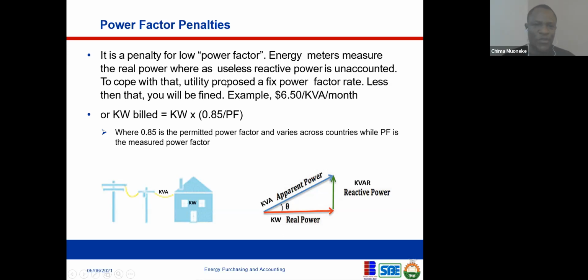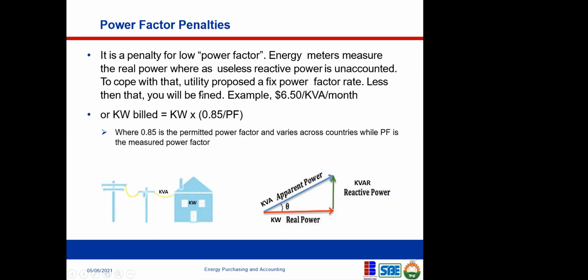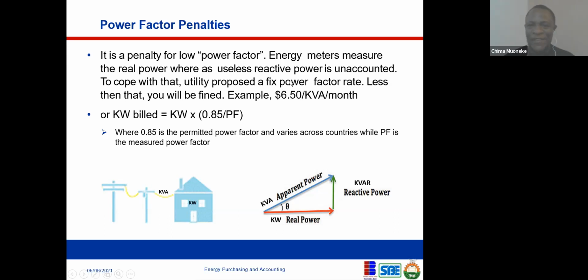So how are they being penalized? How are they charged? So the utility proposes a fixed power factor rate, and if you go less than that, they will fine you. So if the utility has said that, look, we want you to maintain a power factor of 0.85 or 85%, if you go below 85%, they will penalize you, and this is how they will calculate your bill.